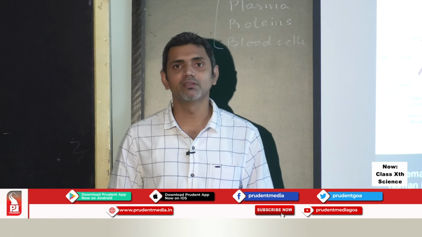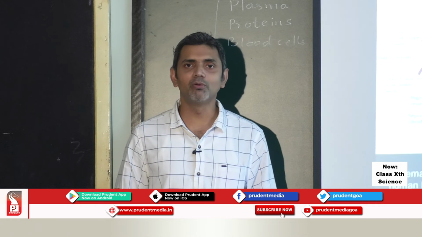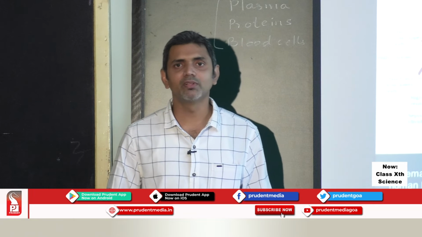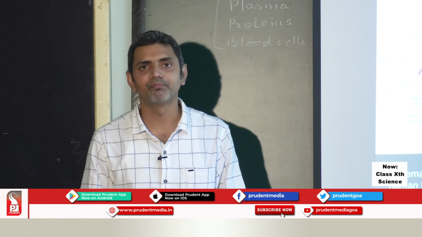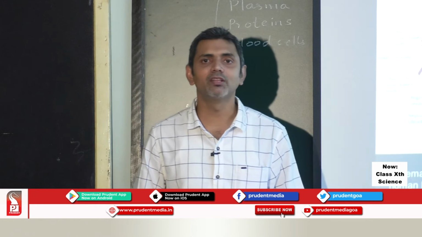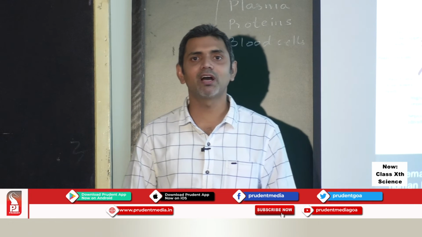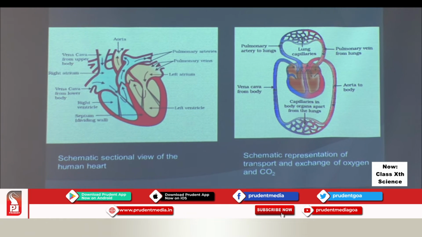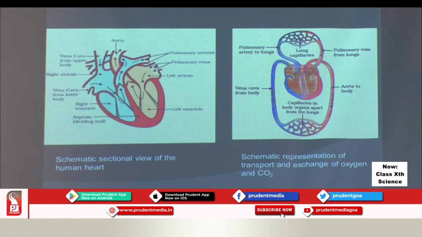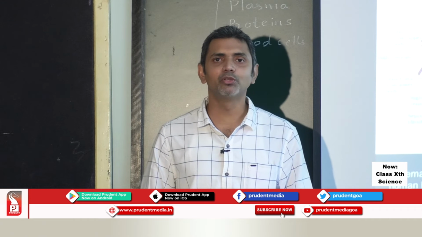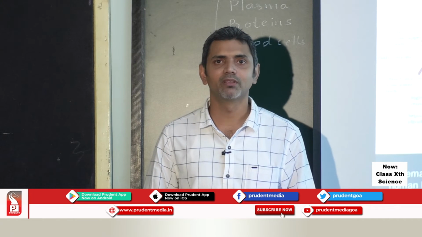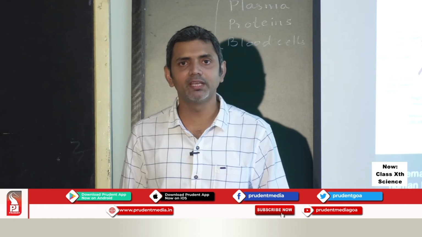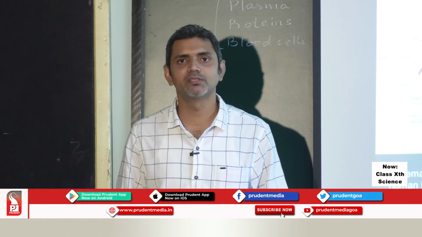Veins have thin walls. When blood flows through veins, it is not under high pressure. So that is why veins have thin walls. In fact, veins have valves, and we learnt the function of the valves when we learnt about the human heart. Valves allow the blood to flow in only one direction. Veins have valves, whereas in arteries valves are absent. Veins have thin walls, arteries have thick walls.